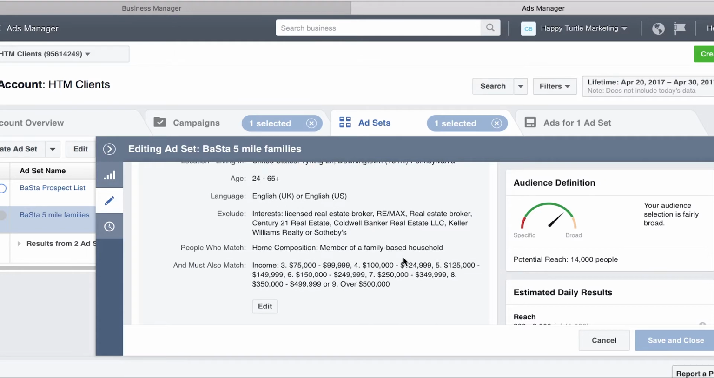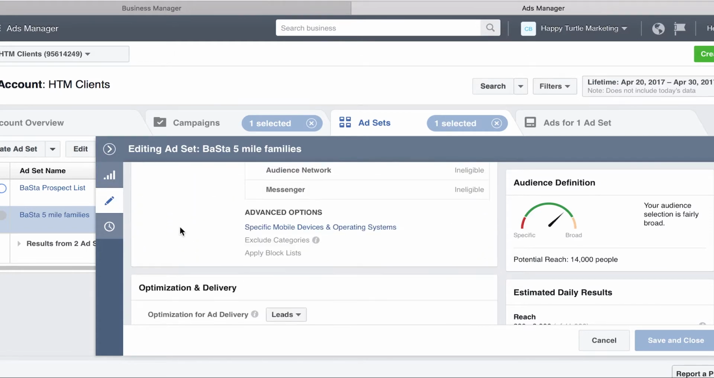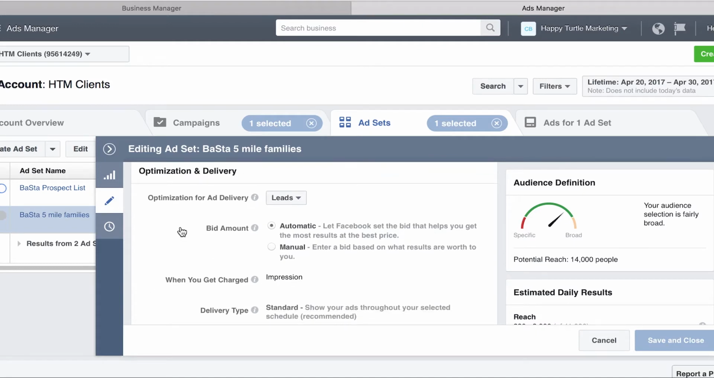So just make sure you always exclude your real estate people. The second thing you're going to check if Facebook is not spending your money is the bid. Now, Facebook is a bid and auction process. So if there are other people advertising to the same person, it's actually a bid process for whether or not you're going to get that impression.